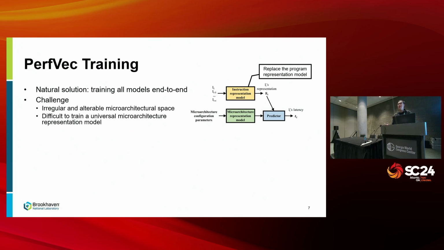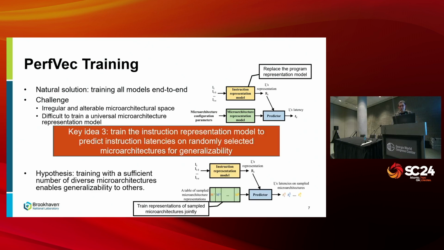Also, the microarchitecture space is highly changeable, and people are constantly inventing new microarchitectures. So it's really difficult to train a universal microarchitecture representation model. To solve this problem, let's lead to our third key idea.